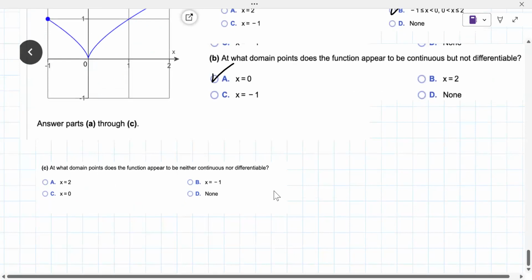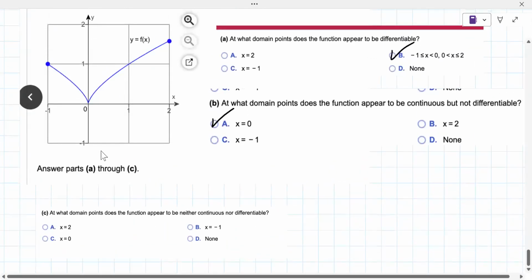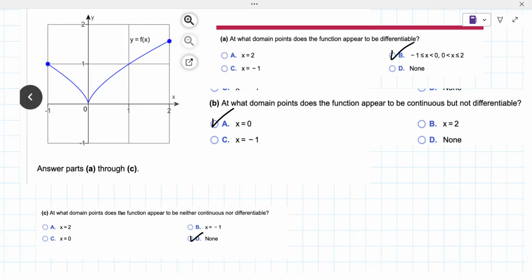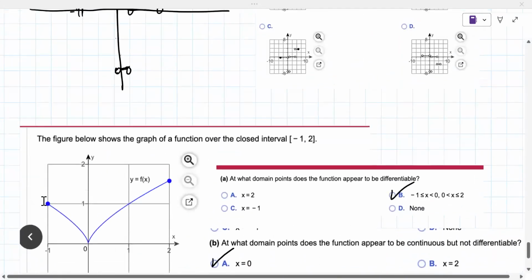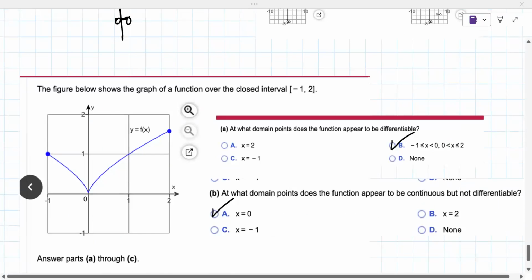At what point does the function appear to be neither continuous nor differentiable? Well, it's not differentiable at all. It's continuous everywhere, so the answer is none. It's sort of written oddly. You would need a different graph to actually see this. Was it 9? It was 9. Okay.